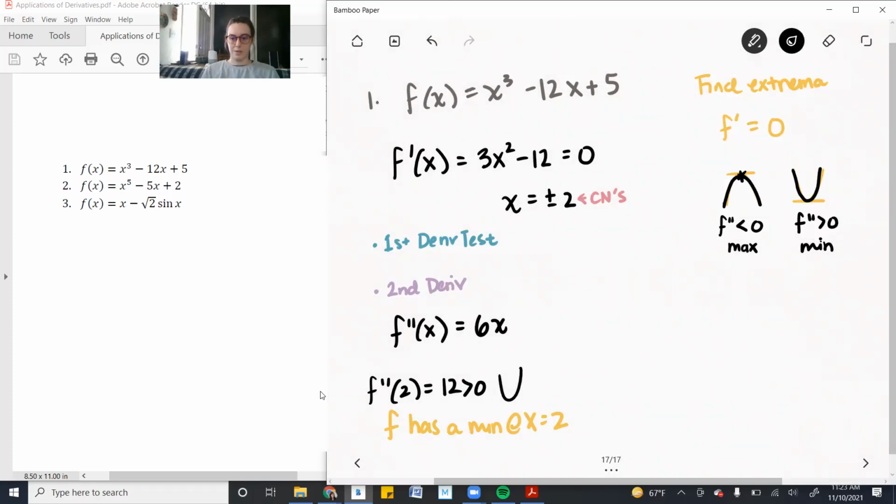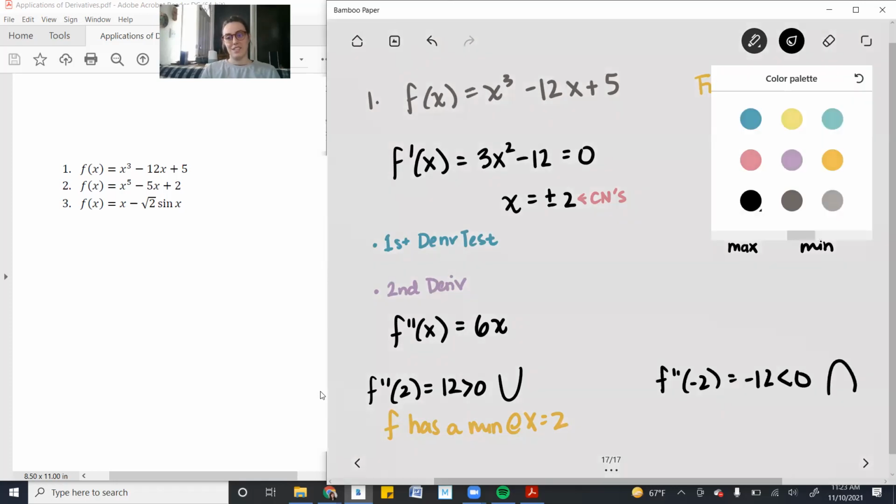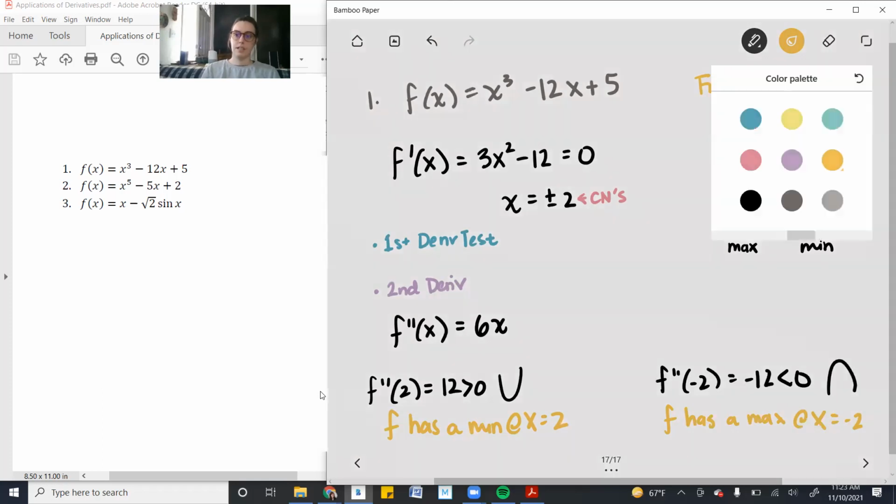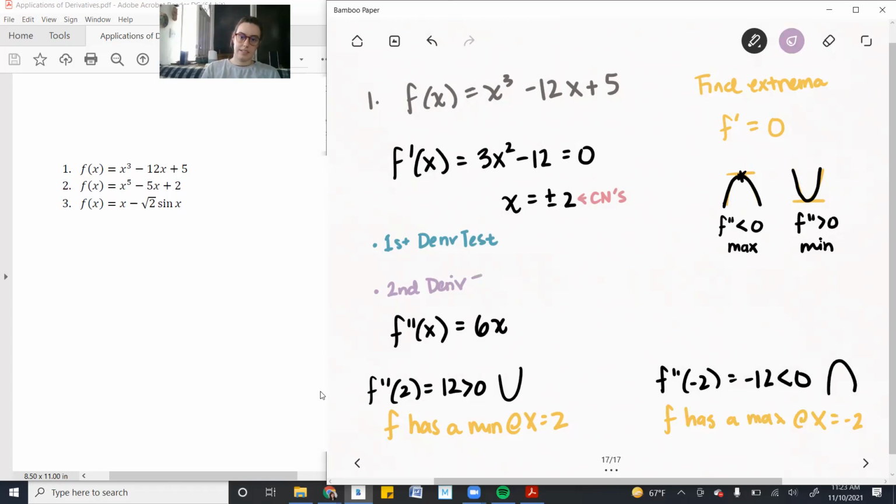And then I could do the same thing with negative 2. I'm going to get negative 12, which is negative. So that's going to be concave down. So f will have a max at x equals negative 2. And this is the second derivative test. This is another way I could show the same work that we did together earlier. We used the first derivative test. We should have gotten the same exact results. I just did it a slightly different way now using my knowledge of concavity.